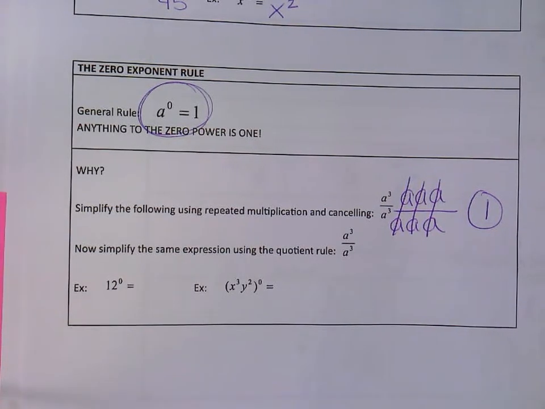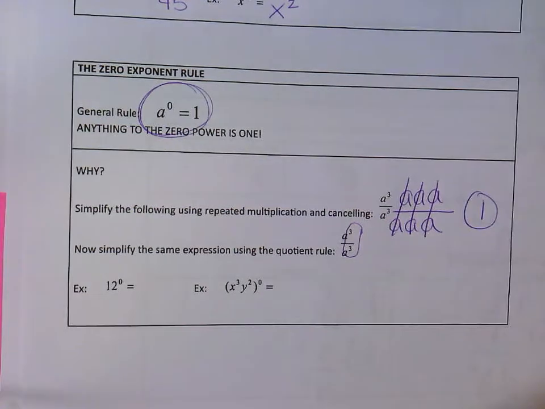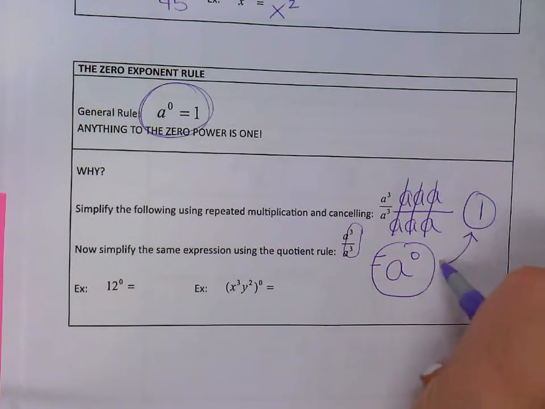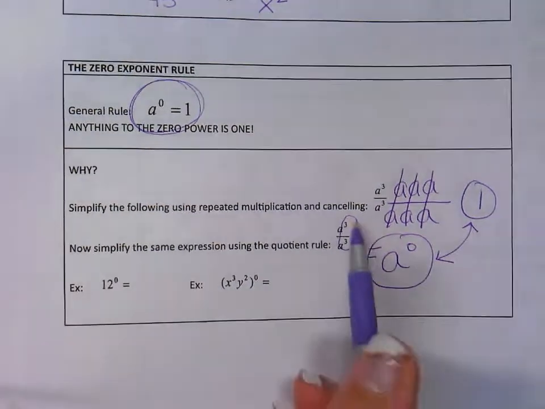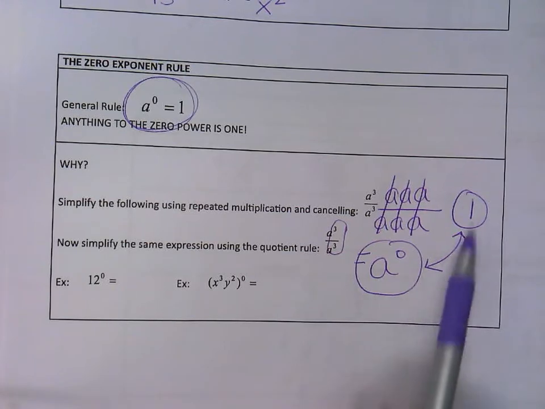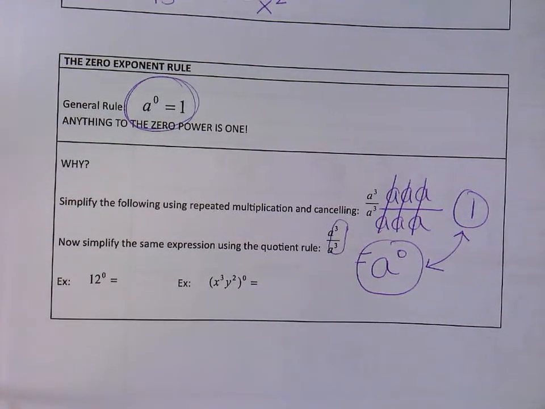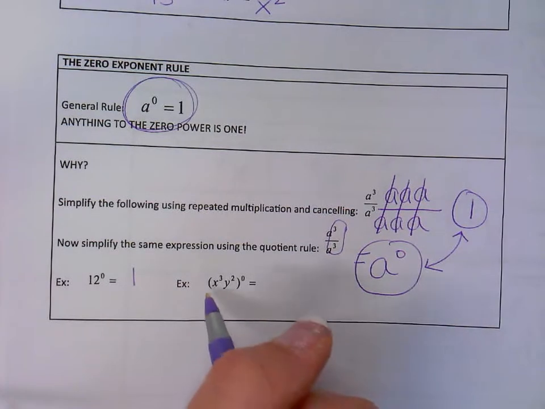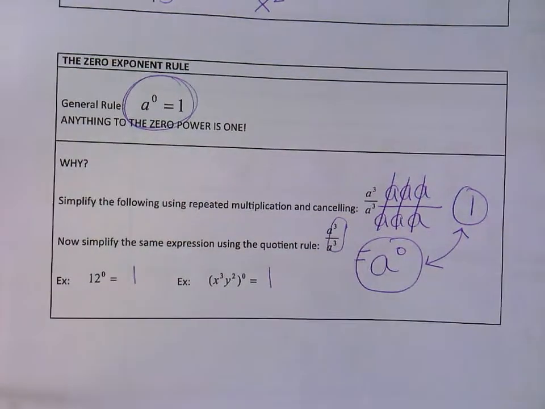So that equals 1. Then this says, let's simplify the same expression using the quotient rule. What is 3 minus 3? 0, right? So a to the 0, because 3 minus 3 gives me a to the 0 power, has to equal 1. I'm just showing you that those are equivalent, and it's equivalent for everything. So whether it's 12 to the 0 power, that's 1. X cubed y squared to the 0 power, that's 1. So don't overthink it when it's to the 0 power. Just cancel it out and say that is equal to 1.